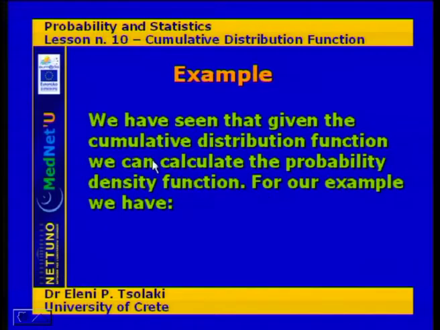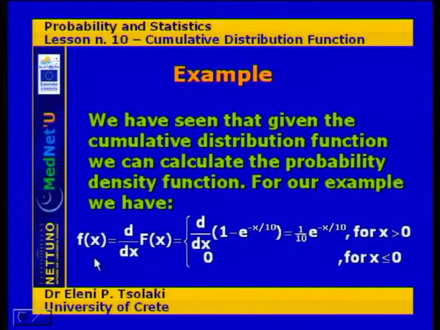So we can calculate, given the cumulative distribution function, the probability density function for the example we have seen, and that is given by the derivative of the cumulative distribution function, the derivative of 1 minus e to the minus x over 10. We have that this is equal to 1/10 e to the minus x over 10 for x greater than 0, and 0 for x less or equal to 0.